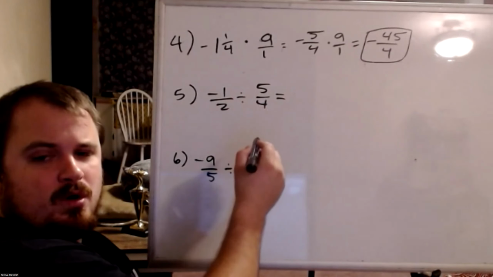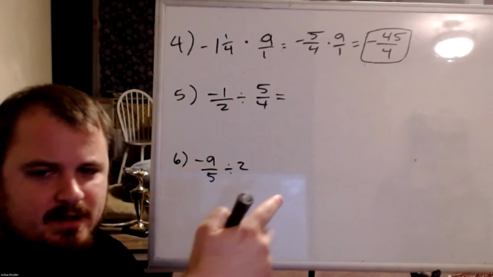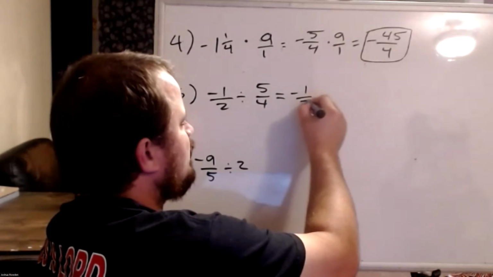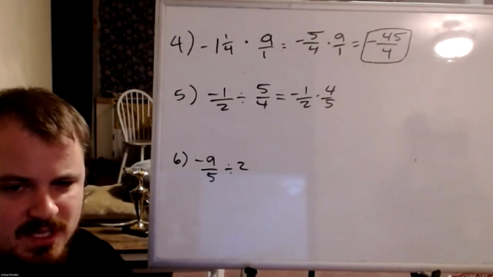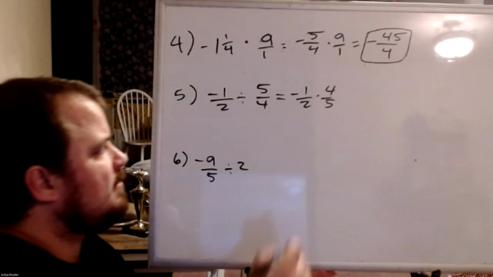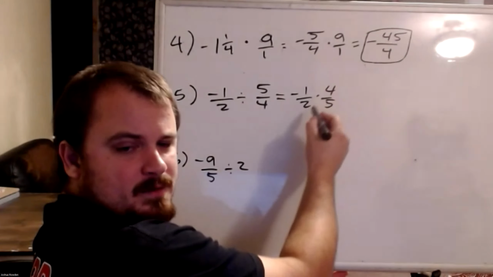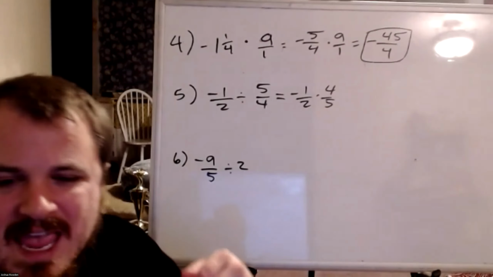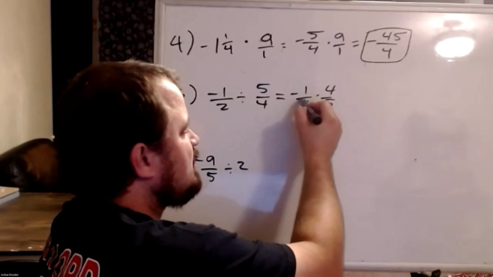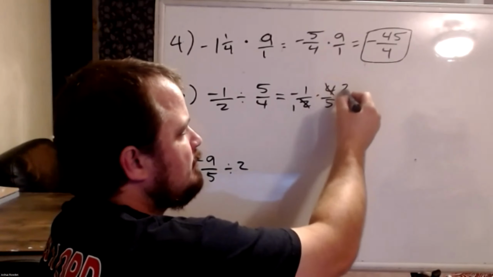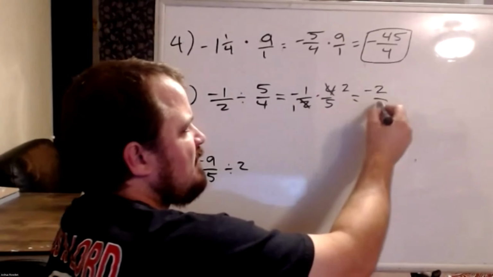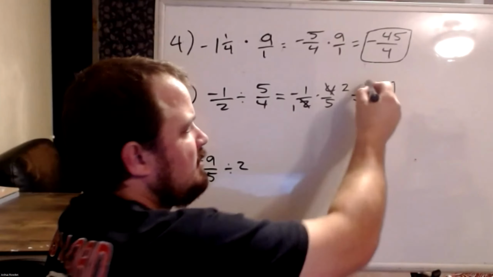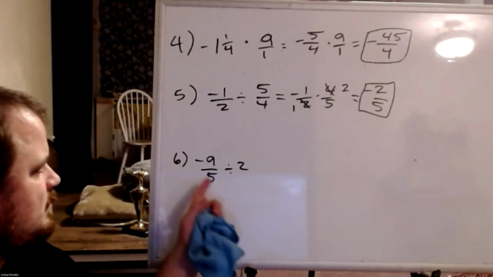-1/2 divided by 5/4. Well, when it's division, flip the number and make it a multiplication. So -1/2 times 4/5. Do we want to multiply and reduce at the end or reduce right now? I always would reduce right now. So 2 and 4. Remember, anything on top can reduce with anything on the bottom. So 2 divided by 2 becomes 1, and 4 divided by 2 becomes 2. So -1 times 2 is -2, and then 1 times 5 is 5. So -2/5.